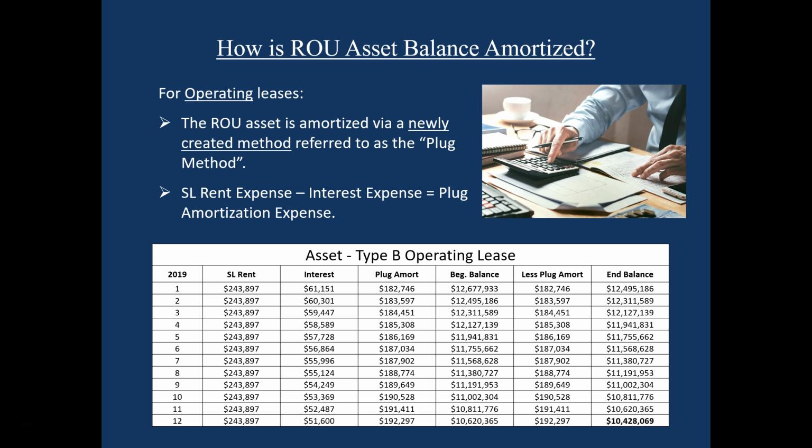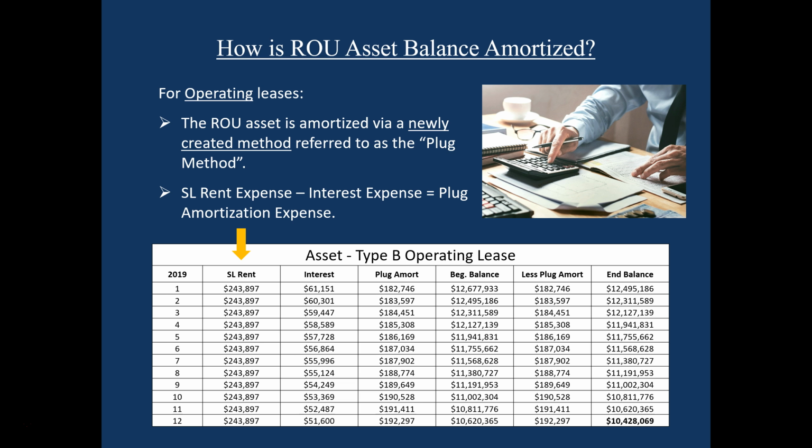The column titled SL Rent, shown here, shows the straight-line rent expense for each month. Even though this lease is recorded as an asset and liability, under the new rules, a GAAP operating lease straight-lines the rent expense. The next column is the interest expense that we calculated for the liability.